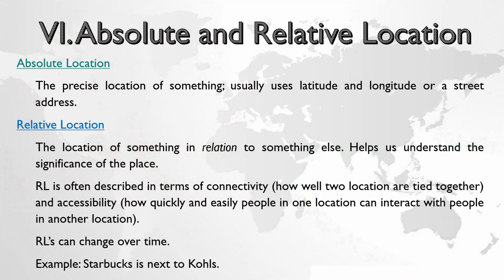All right. Now we're going to deal with location and specifically place. All right. So this is kind of recapping 1.1, right? But this concept could also deal with studies outside of maps, all right? Absolute and relative location. So absolute location, the precise location of something like latitude, longitude, street address, right? Relative location, again, is the location of something in relation to something, right? Using relative location helps us understand the significance of a place, right?